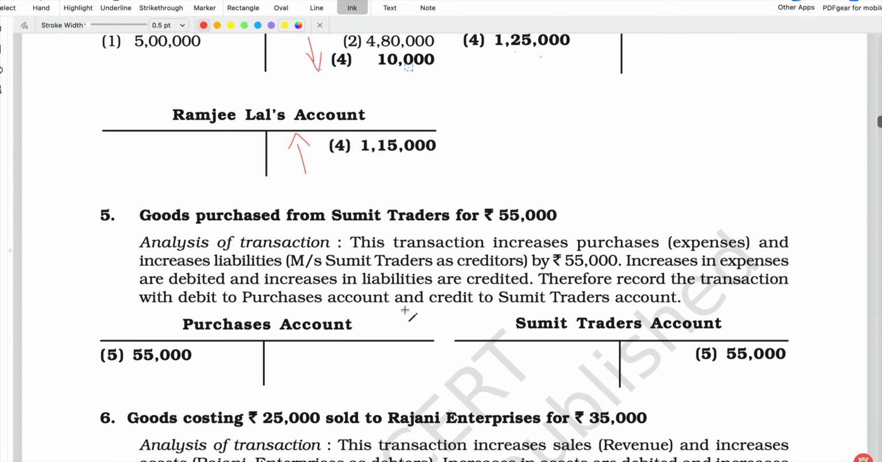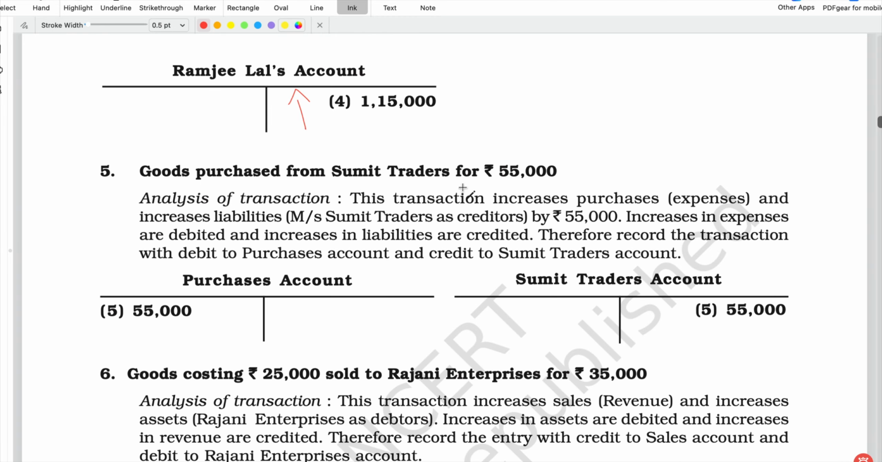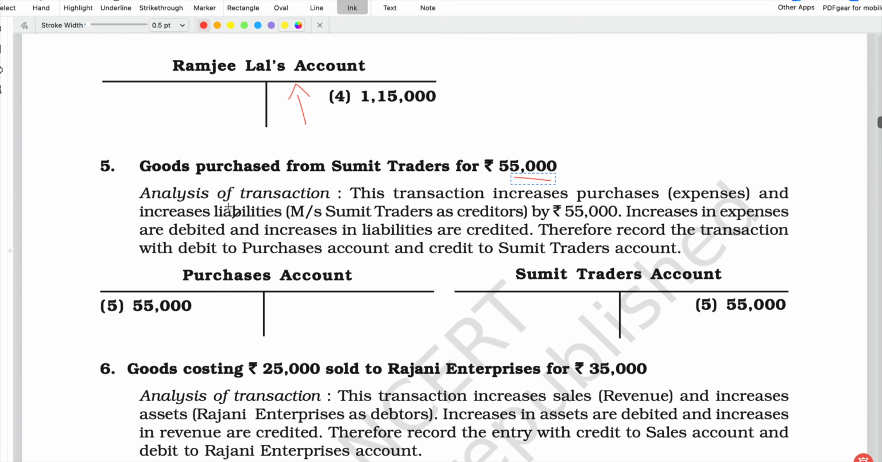Fifth entry, goods purchased from Sumit Traders for 55,000. So he is purchasing goods from Sumit Traders. This is a credit purchase again, but what is he purchasing? Goods. If he is purchasing any asset, you will mention the name of the asset. But if he is purchasing goods, you can directly mention it as a purchase account, because that is your core business. You are buying the goods and you are going to sell them. So you need not mention a goods account. You can mention the name as purchase account. There is an increase in the value of goods, so it is debited.